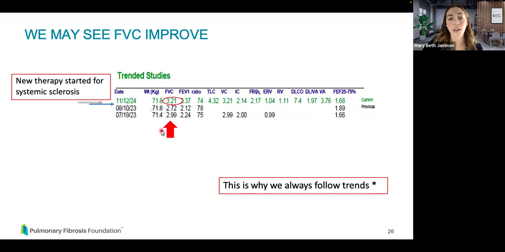But if we saw that number continuing to decline, we might say, well, we need to make some other changes, do follow-up testing, and see what something else might be going on. But this is why we follow trends. We are not looking at one specific number. We're following it over time based on how you're feeling, and then based on medication changes sometimes as well.